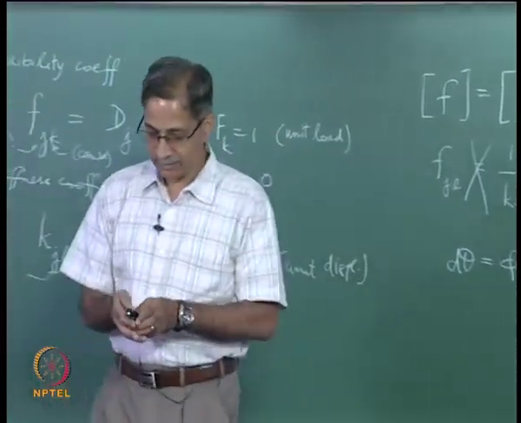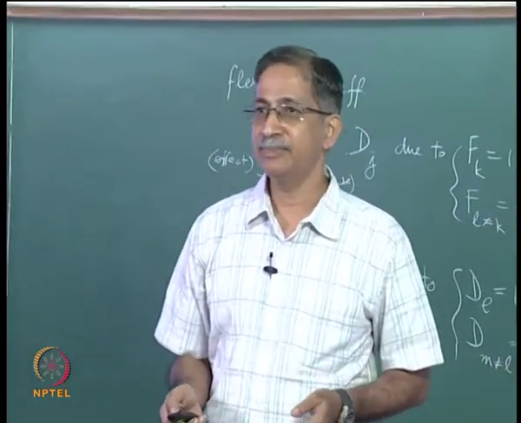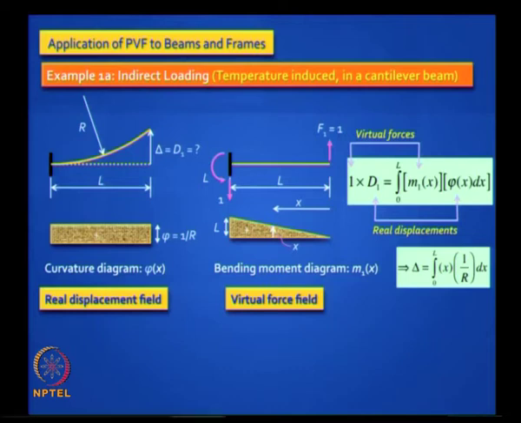So that is the integration we need to do, and you can do the integration. In this case it is straightforward. If you take x from the right to left, it is convenient. The bending moment at any location is x, and the curvature is 1 by r, it is a constant. So you are actually multiplying a triangle with a rectangle. It is very straightforward, you get the answer.